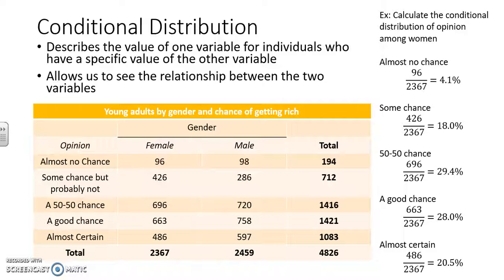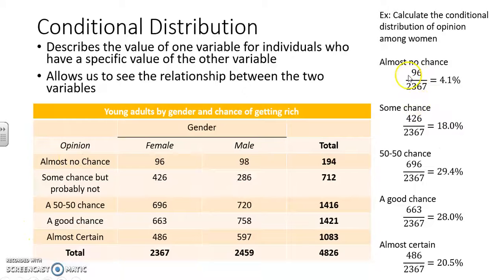This example says, calculate the conditional distribution of opinion among women. So what I'm going to do is go to the column for women, female here, and then I want to find all the distributions for each of the opinions for women. And so that's what we've done.